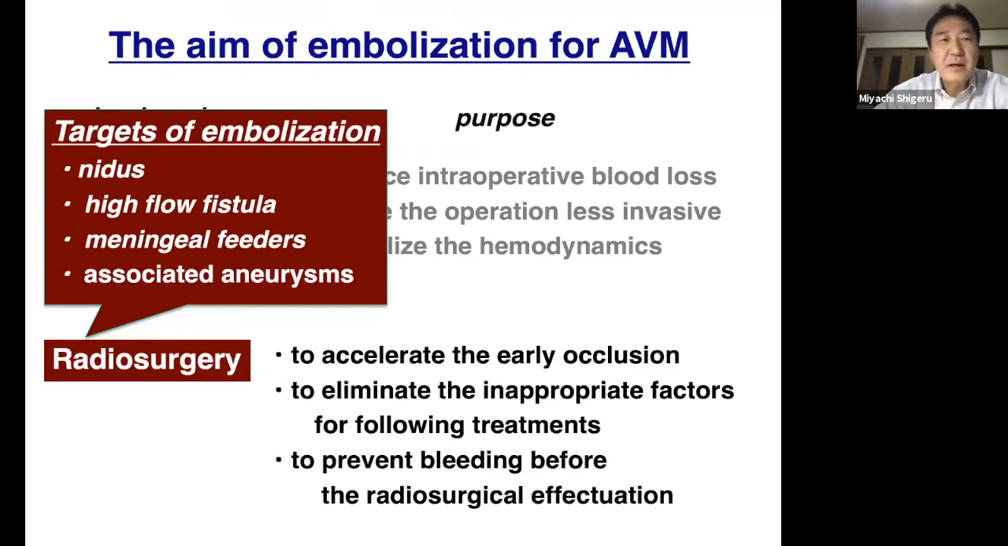Next, the targets of embolization before radiosurgery, of course, are the nidus and high flow fistula, because a high flow fistula is not good for early occlusion after the radiosurgery. So we must stop the high flow fistula. Also, meningeal feeders are difficult to occlude, there is very little effect of the radiosurgery on them, and also an associated aneurysm carries a high risk of rupture.